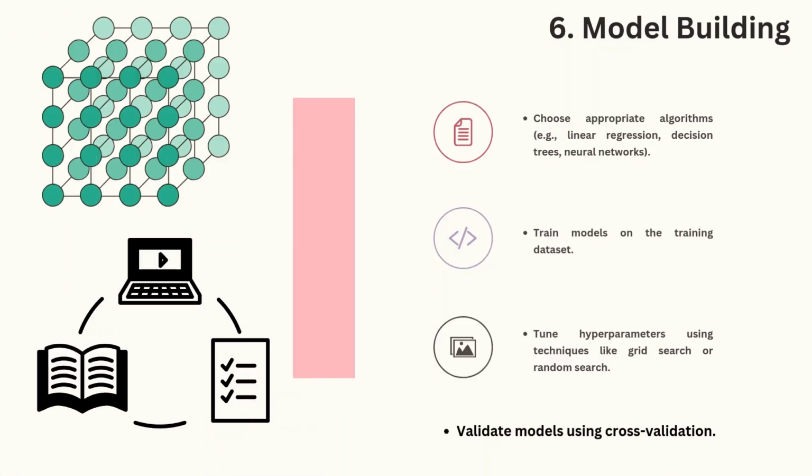This is where the magic happens. We choose the right algorithms, like linear regression, decision trees, or neural networks, and train them on our data. The goal: build a model that can predict, classify, or uncover hidden insights.